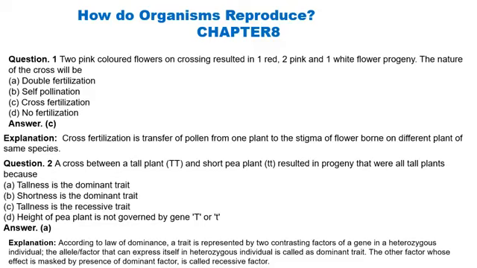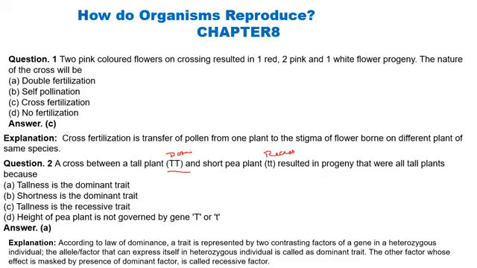Question number two: a cross between a tall plant, that is TT, and a short plant, small tt. Capital T, capital T is a homozygous tall plant, and small t is homozygous recessive. This one is homozygous dominant, and this is homozygous recessive. I'm writing the short form over here.